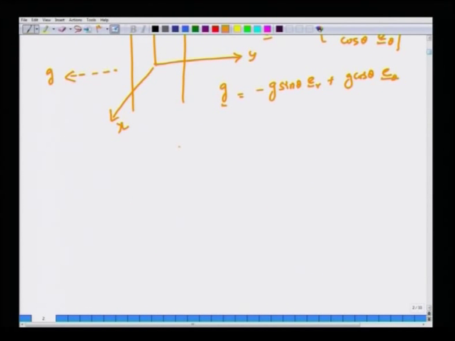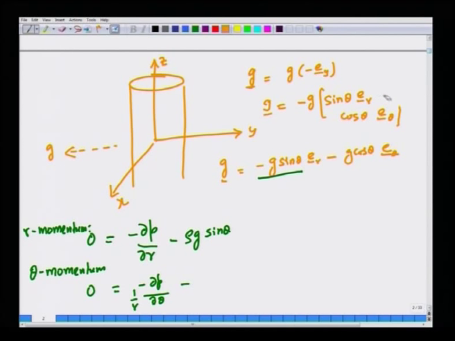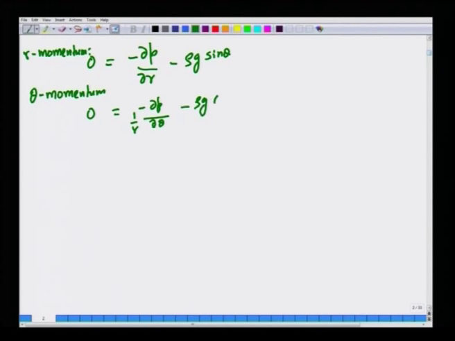If I write down the momentum balance in the r and theta directions, we will get 0 is minus partial p partial r, this is the r momentum, minus the component of gravity in the r direction, which is minus g sin theta. Similarly, the theta momentum equation is minus 1 over r partial p partial theta minus g cos theta, because there is a minus sign overall, therefore, it is minus rho g cos theta.